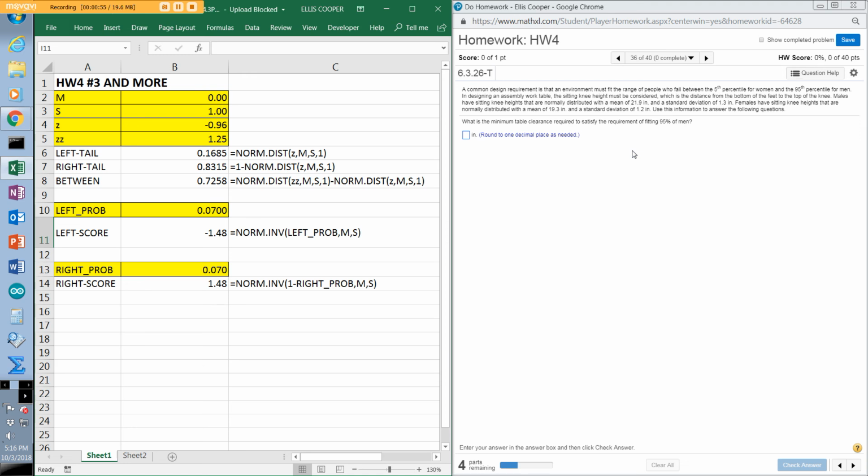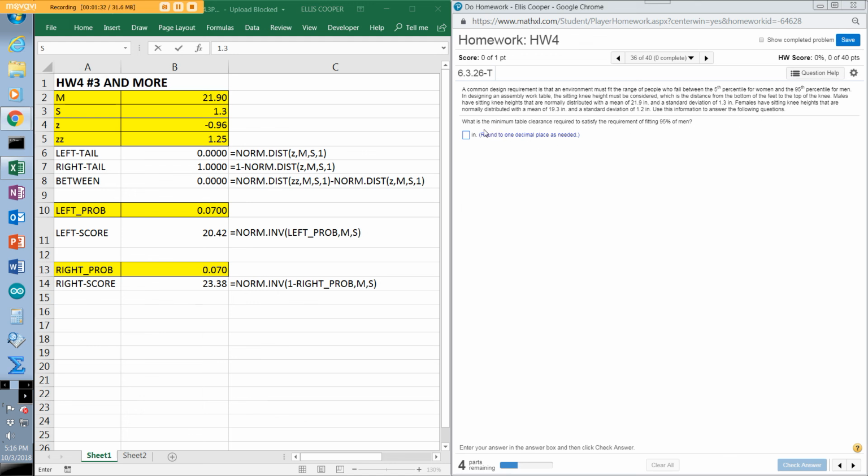Now, the numbers are different for this particular version of the problem, so let's see how it goes. 5th percentile for women, 95th percentile for men, okay. So for men, we have a mean of 21.9, so we'll put 21.9 over here, and a standard deviation of 1.3. And we'll deal with the females in a little bit.